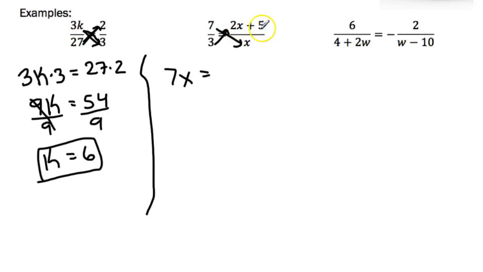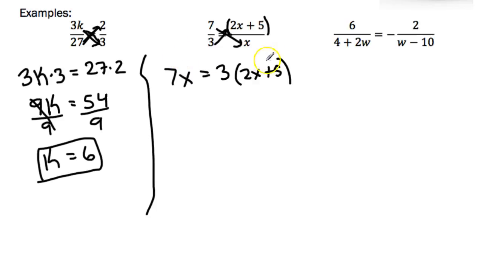If you remember from my earlier videos, GEMDAS begins with G. That's for grouping symbols. The top of a fraction is a grouping symbol. So it's really 3 times 2x and then 3 times 5. So you write that with a parenthesis down here: 3 times (2x plus 5).